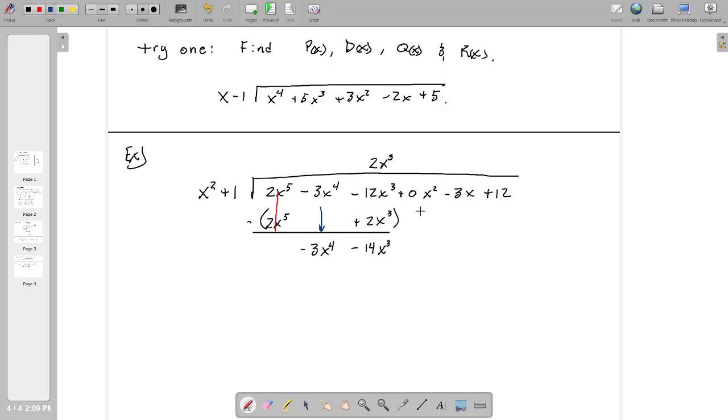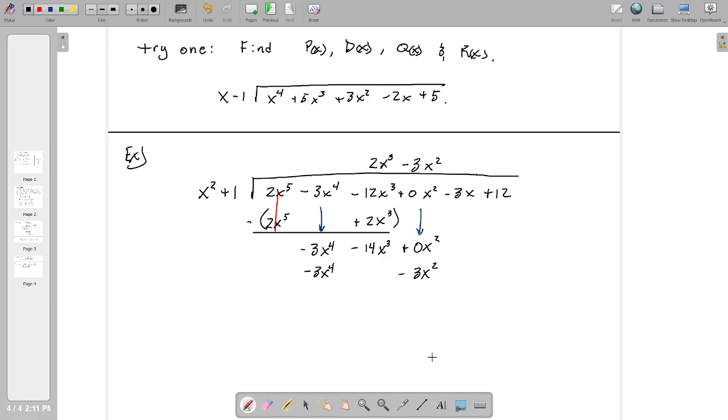Next, we carry down our x squared term. This might not be immediately obvious, and that's okay. When you get into a few of these problems, you'll hopefully realize that you need to carry this term down. But the next thing is, what do we multiply by x squared in order to get a negative 3x to the fourth? That'll be a negative 3x squared. Negative 3x squared times x squared is negative 3x to the fourth. Negative 3x squared times 1 is going to be a negative 3x squared.